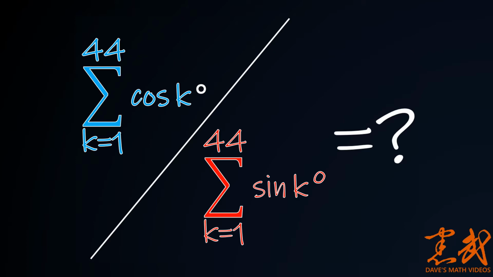In this video we're going to take a look at an interesting question from the 1997 AIME. In this question, we're asked to find the quotient of the sum of cosine of k from 1 to 44 over the sum of sine of k from 1 to 44, where k is measured in degrees.